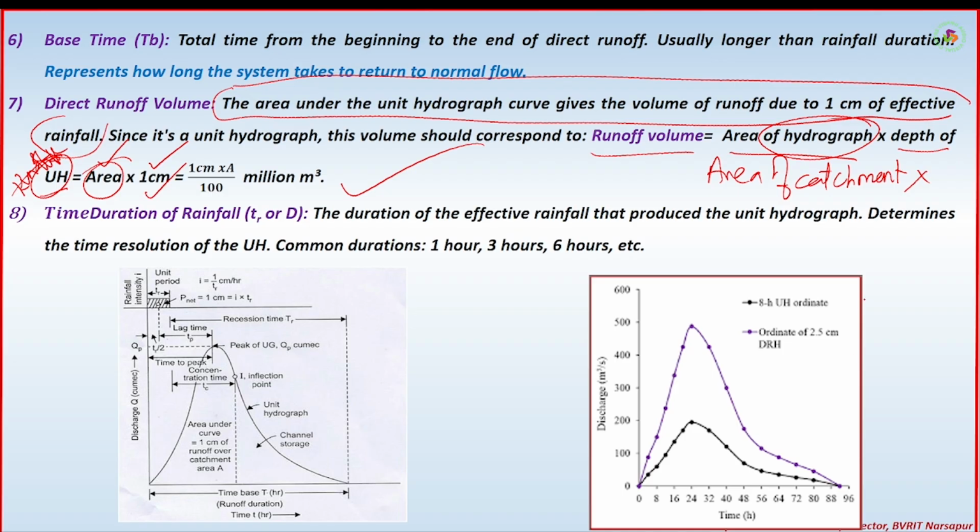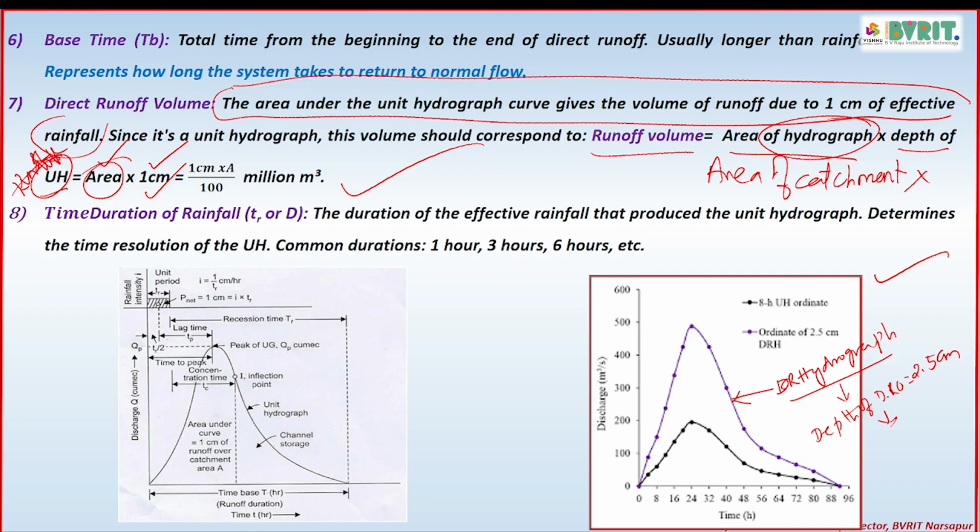Suppose you come to this figure. The first one, if you see it, is nothing but the direct runoff hydrograph. For this direct runoff hydrograph, what is the depth of direct runoff? The depth of direct runoff is equal to 2.5 centimeters. That is what we got.